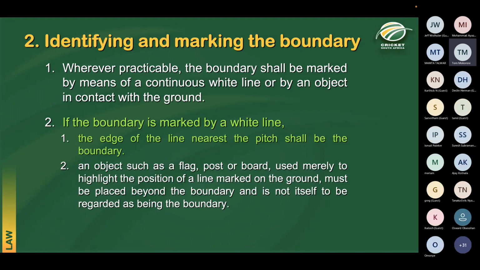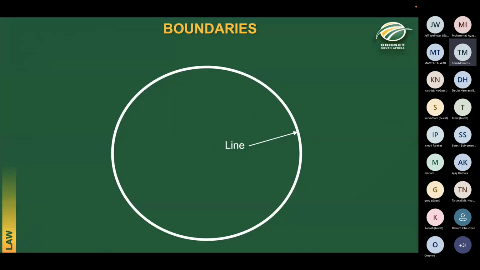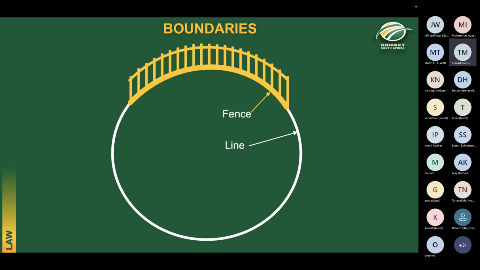An object such as a flag, post, or board used merely to highlight the position of a line marked on the ground must be placed beyond the boundary and is not itself to be regarded as being the boundary. We shall see a picture demonstrating this point. So there, as mentioned, the inside edge of the white line that marks the boundary is the boundary. You can have a fence, as they used to do up until the early 90s in Australia, where players often slid into picket fences, and those injuries caused them to come up with boundary ropes.